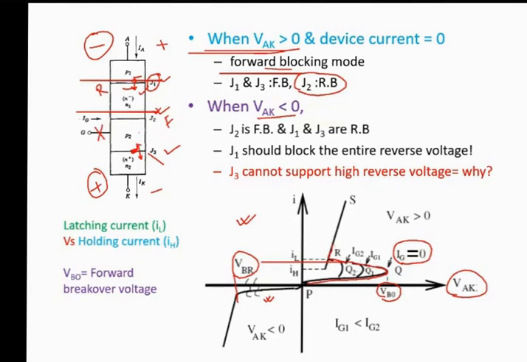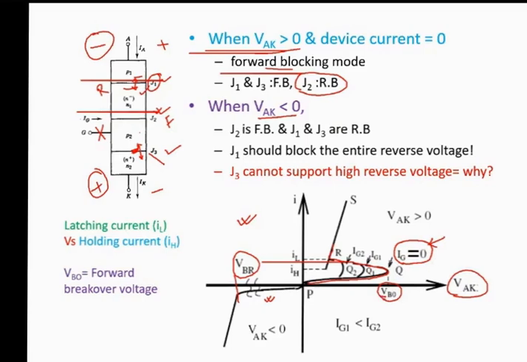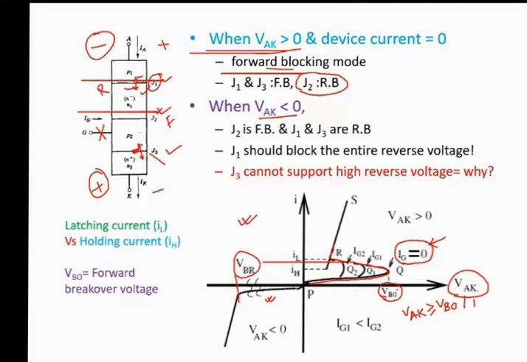So I repeat, without the gate pulse, the thyristor can be turned on if you apply a voltage across its anode cathode terminal equal to or greater than this VBO. So if you keep on increasing VAK, once it reaches VBO, this reverse junction will break down and the device will start conducting. But of course, this voltage is pretty high.